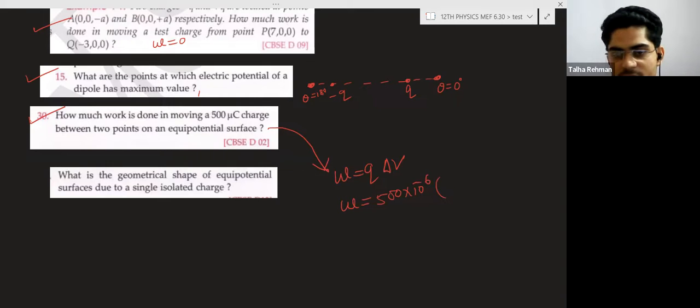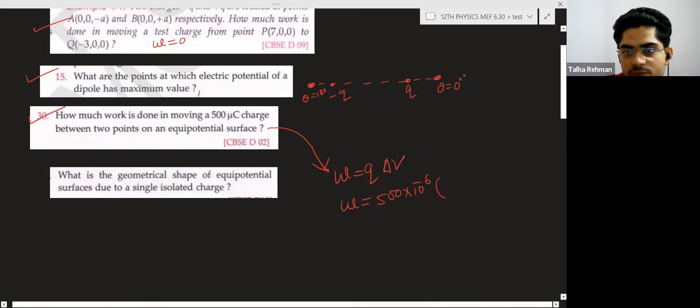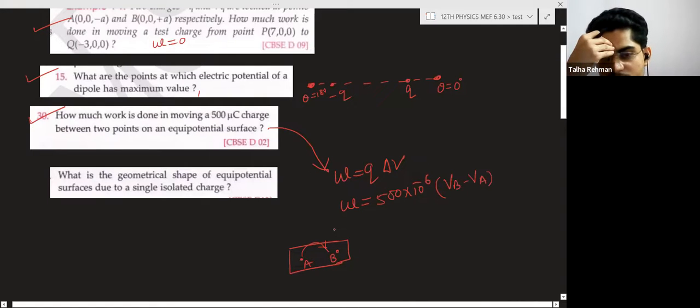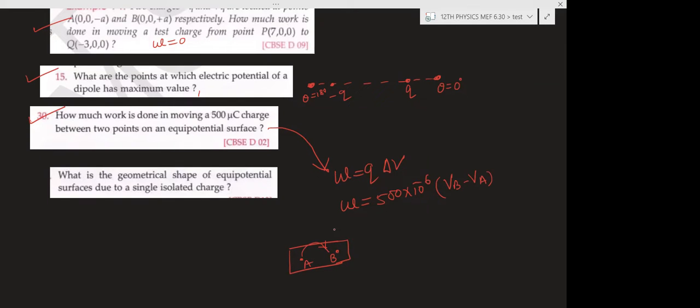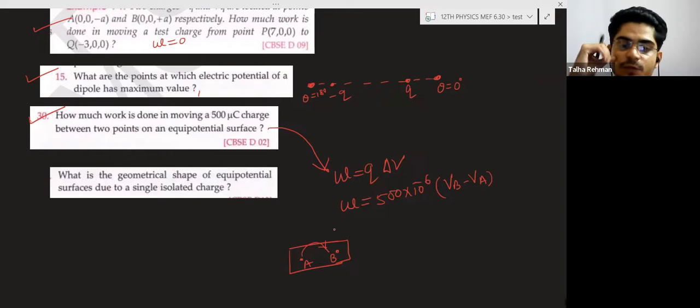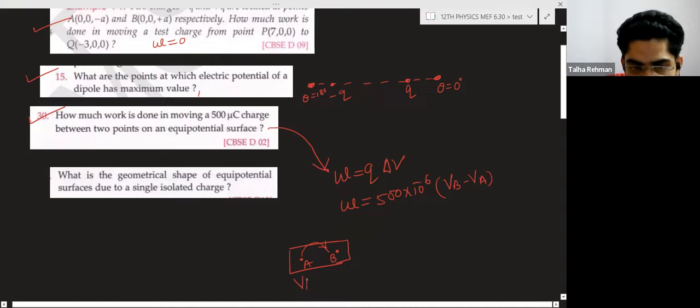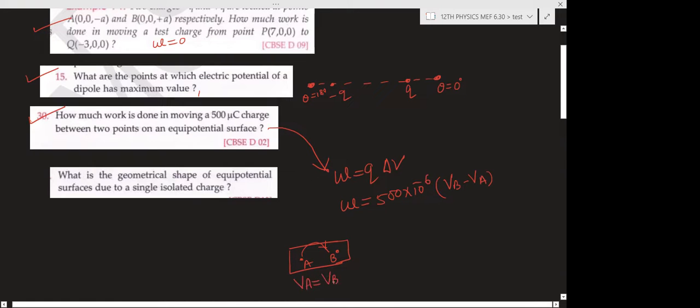What is the change in potential, Hamza, on an equipotential surface? Suppose this is the equipotential surface, A and B. Suppose I am taking a charge from A to B. So what is the value of VB minus VA? This is an equipotential surface. What is the change in potential? On an equipotential surface, the potential of every point is the same, na? Yes, sir. It's the same.